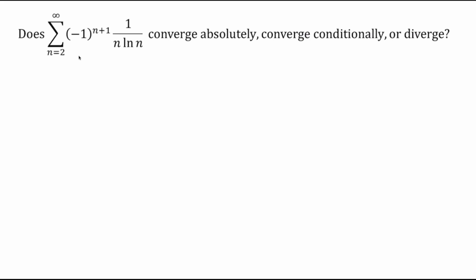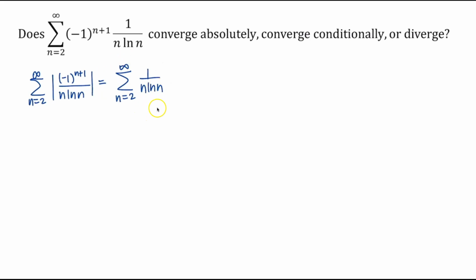So we're going to go ahead and consider the sum of n equals 2 to infinity of the absolute value of negative 1 to the n plus 1 over n times natural log n. We can rewrite that as the sum of n equals 2 to infinity of 1 over n times natural log n. And the starting index is 2 because if we start with 1, natural log of 1 is 0, and that would make the first term undefined. So that's why we're starting with 2. And the test that we're going to use on this series is the integral test.